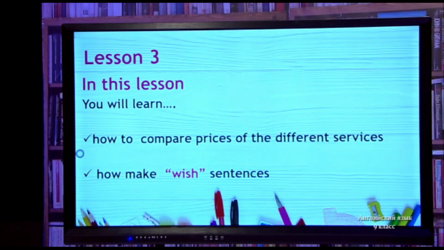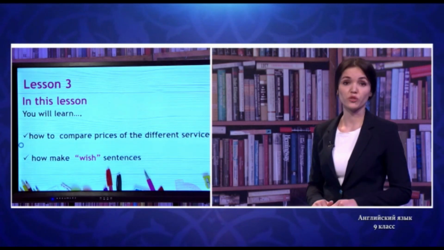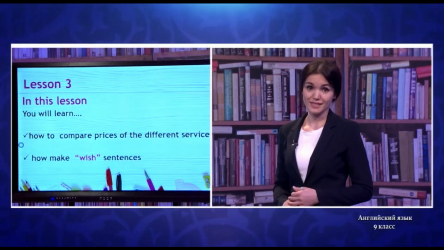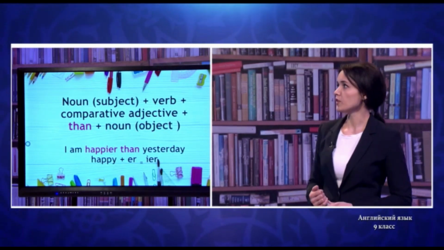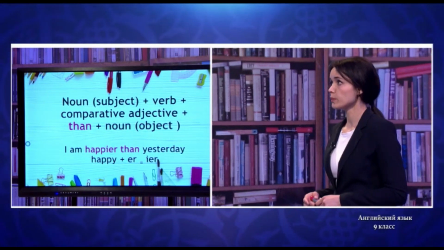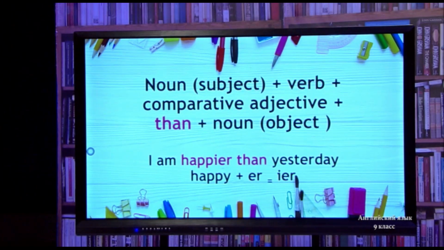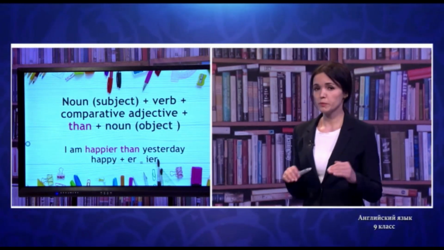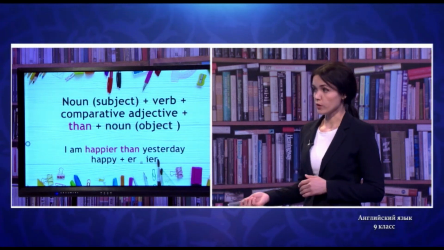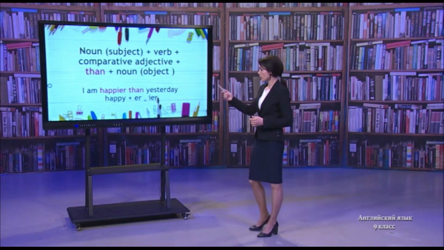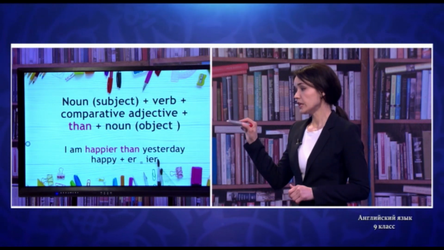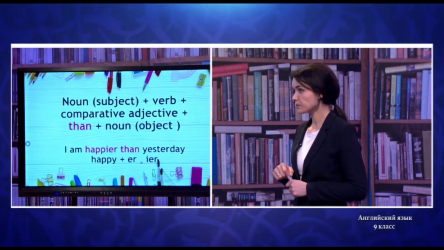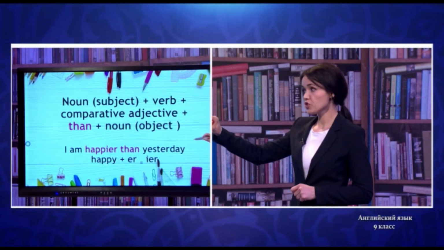Well, in lesson 3, you will learn how to compare prices of different services and how to make wish sentences. I think this sounds very interesting, right? This structure: noun or subject plus verb plus comparative adjective, and then the use of the signal word "than". You always compare two different people, objects or things with another. I'm happier than yesterday. So here you can see we have some endings. In comparative, we add -er to an adjective, and the letter y changes into i.